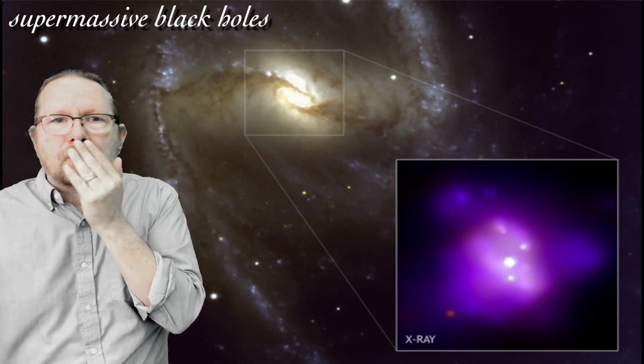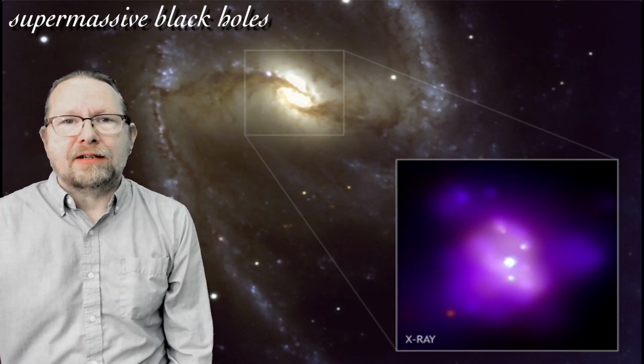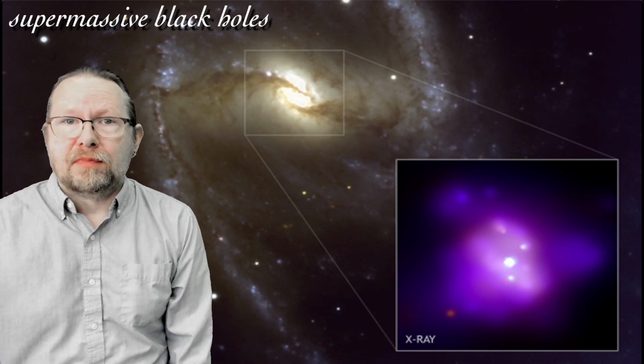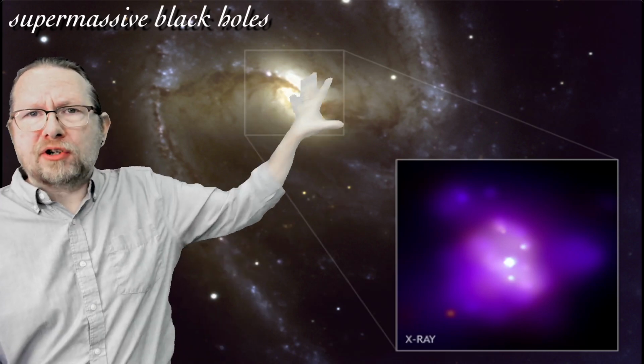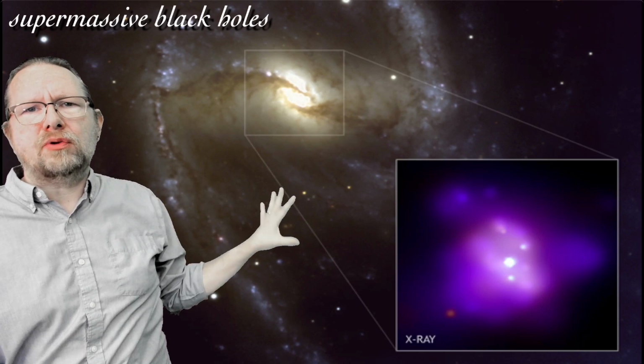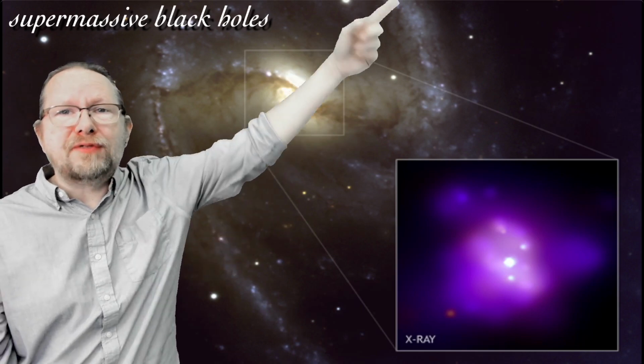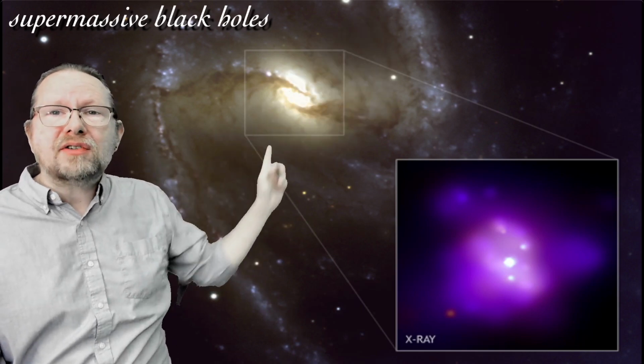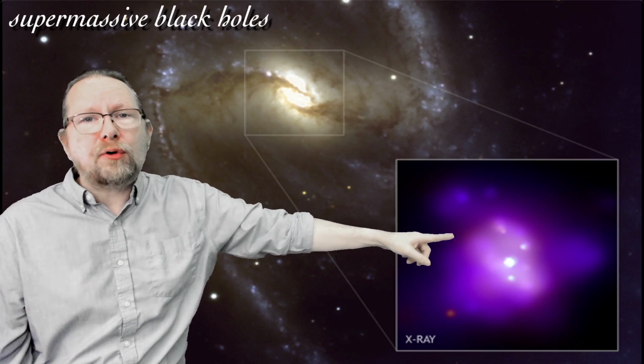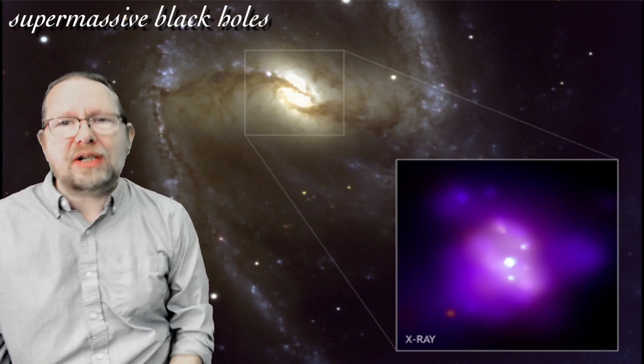Supermassive black holes are found in the centers of galaxies. This is a spiral galaxy. It's actually a barred spiral galaxy, which probably doesn't look too terribly different from our own Milky Way. This is a visible light photograph of that galaxy. This is an X-ray photograph of the very central region of that galaxy.